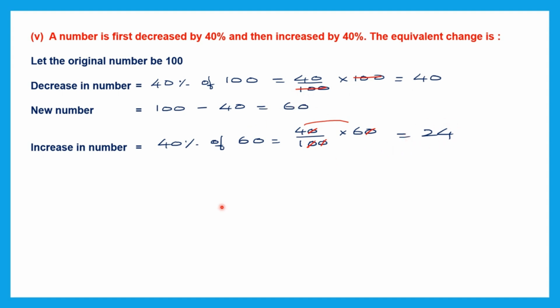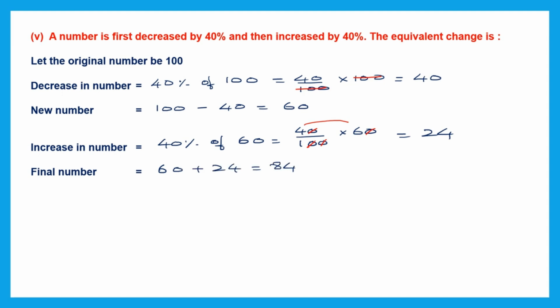So what is the new number? That is the final number. The final number will be this new number, and that has increased, isn't it? So we have to add this to it. So that will be 60 plus 24. 60 plus 24 is 84. So this is our final number.